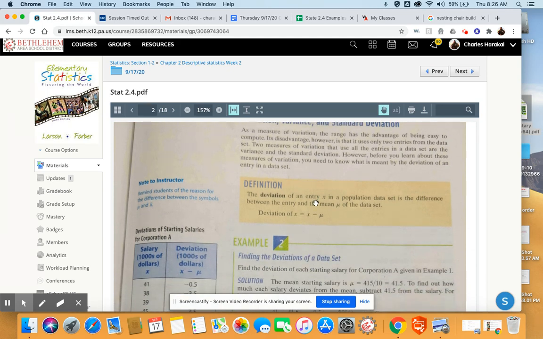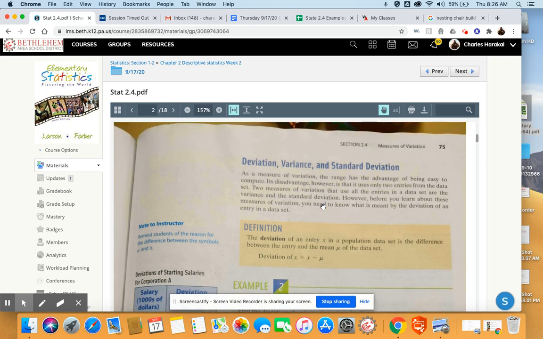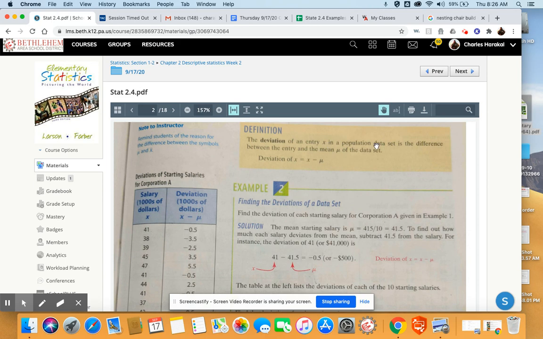The next measure of variation that we talk about is what we call deviation. Deviation of an entry in a population data set is the difference between the entry and the mean. So we're looking at how different each individual data value is from the mean.